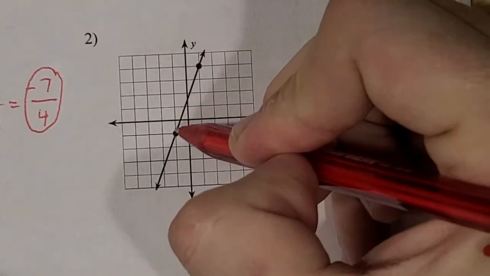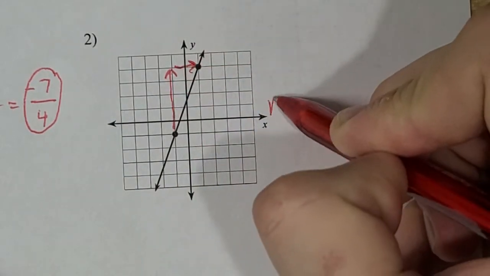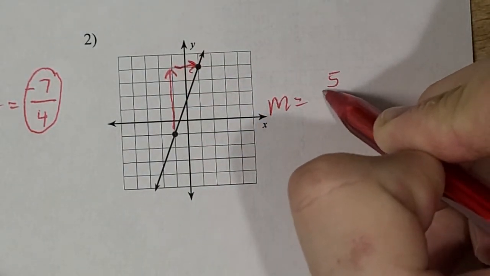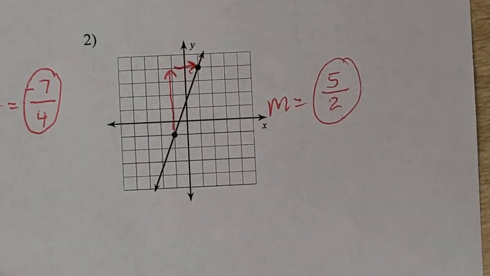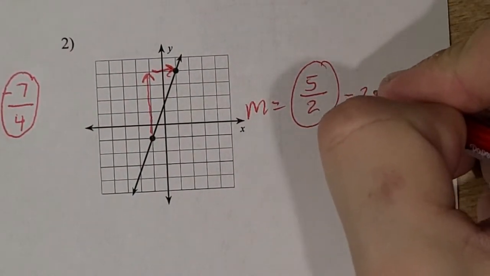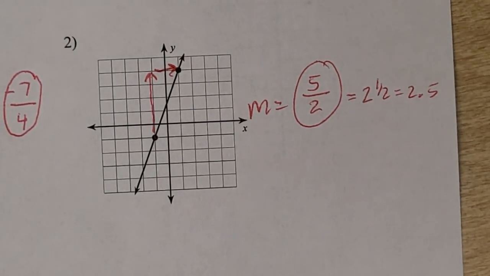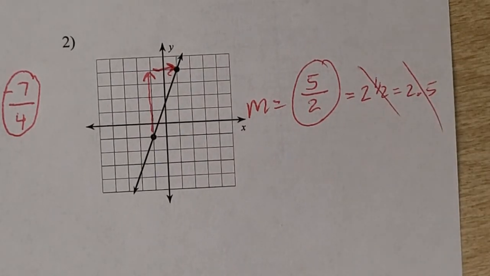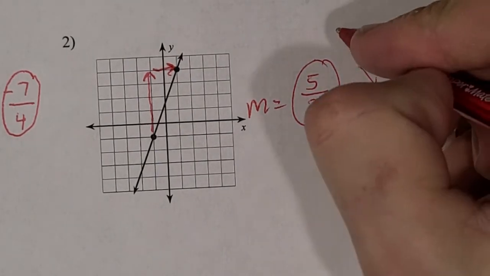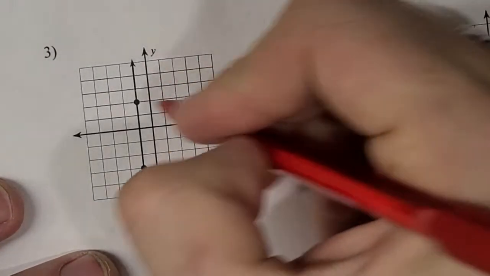For number 2, it looks like I go up 5 and to the right 2. So up is positive, right is positive. See if you know what you're doing. These take almost no time at all. You also could write this as 2.5 or 2.5. Technically those are right, but they're not helpful because they don't tell me a rise over run. So, preferred correct answer.